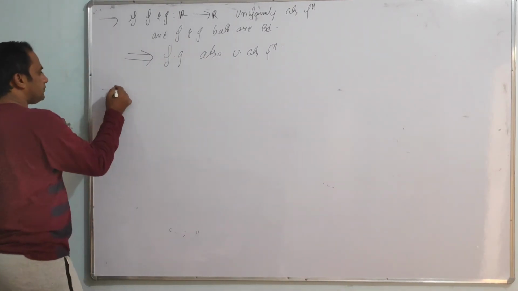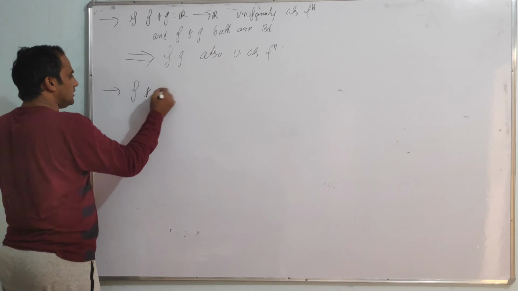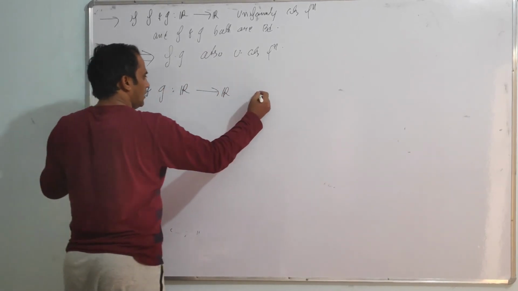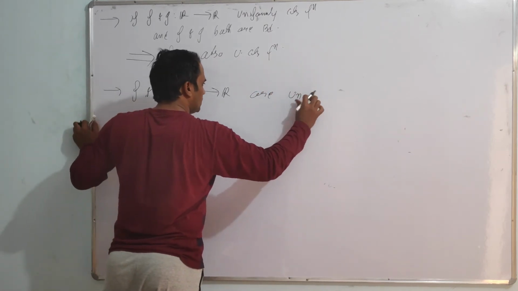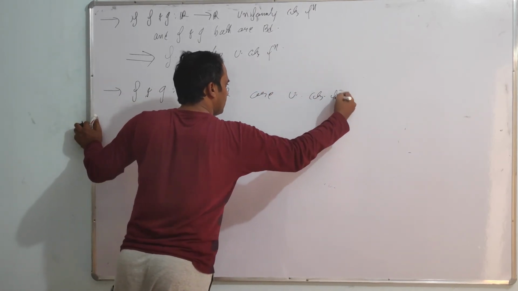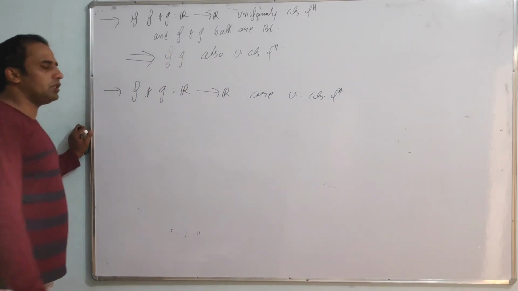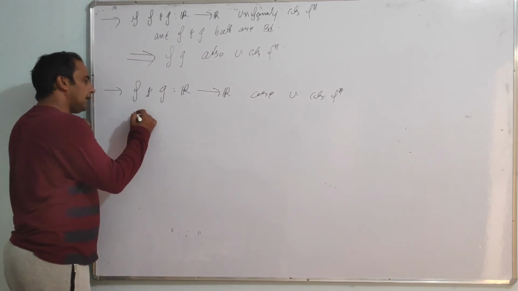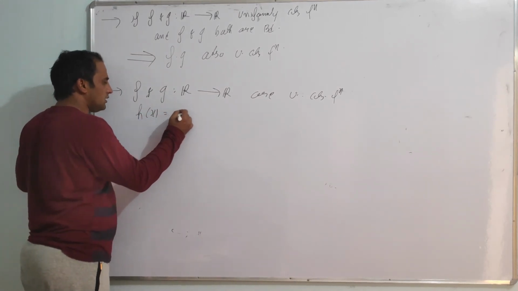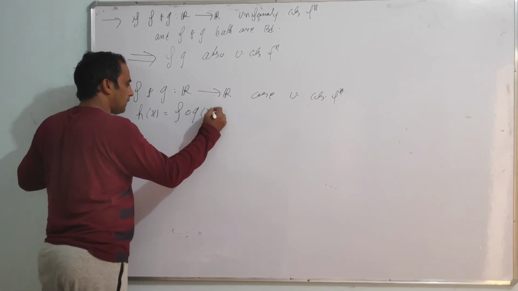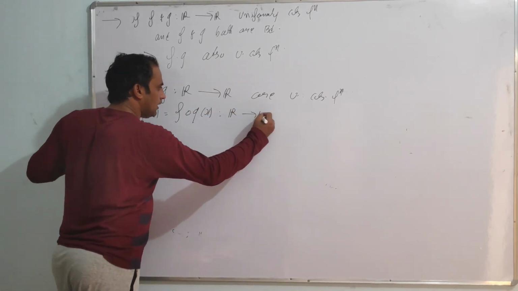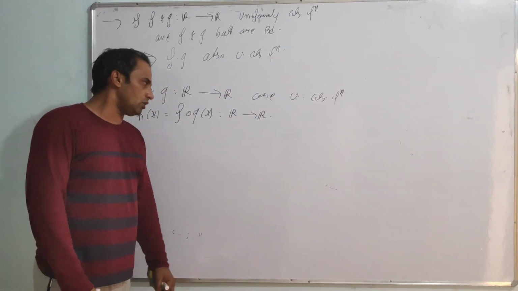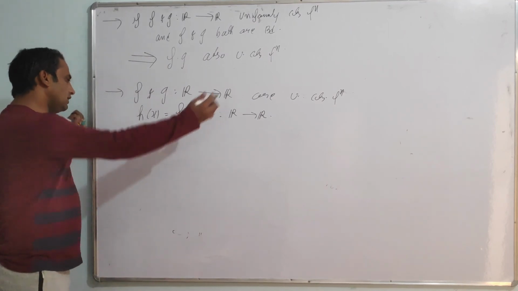So let f and g, again defined from the real line to the real line, be uniformly continuous functions. And let's take h(x), which is f of g of x. Obviously this is also defined from R to R. Now we have to verify whether this is uniformly continuous or not. So let's try with the definition.